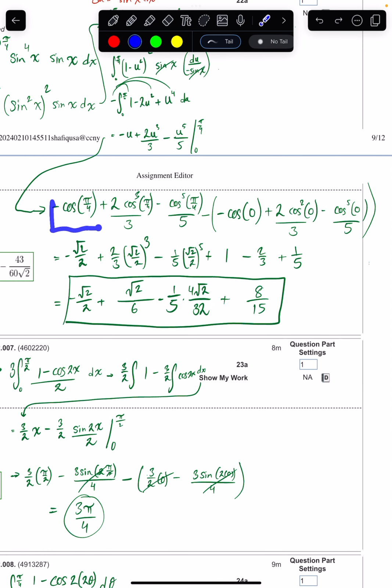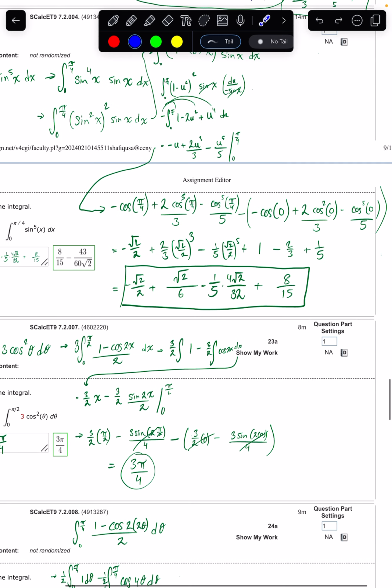But yeah, substitute this, substitute that. You could save yourself time if you change these values. You can probably save yourself potential errors you could make, and that's always good. And you should be left with this.